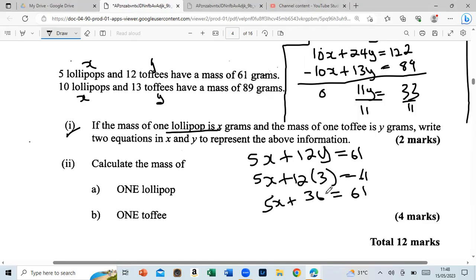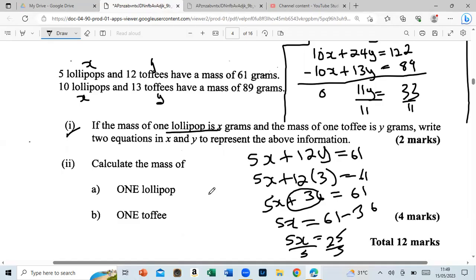So now we're going to subtract 36 from both sides. It's going to give us 5x equals 61 minus 36, because remember, the objective is to get x by itself. And this works out to 25. So now we divide by 5, and the answer would be 5.